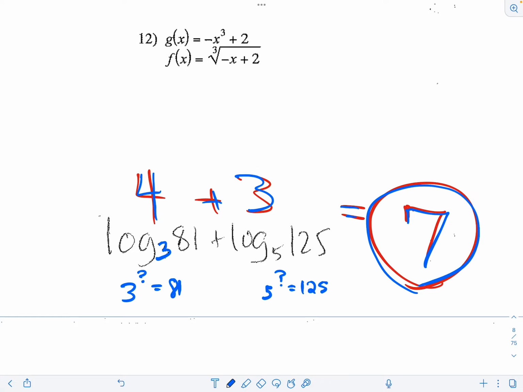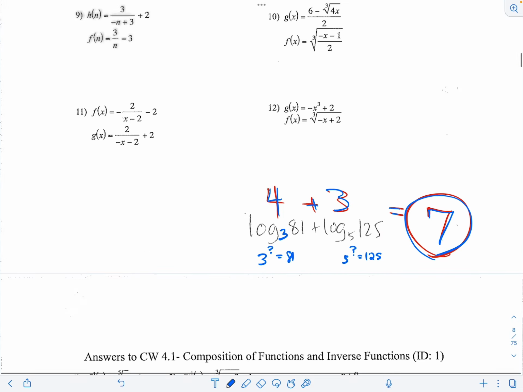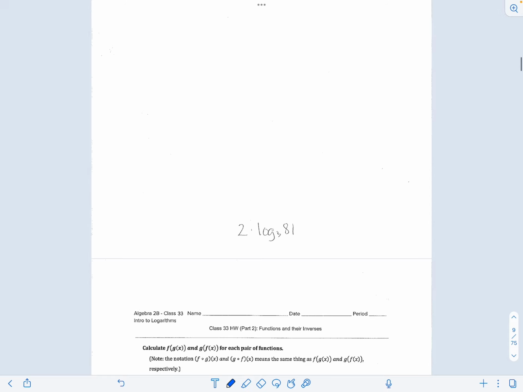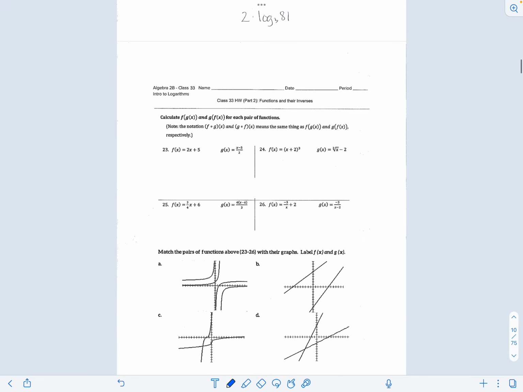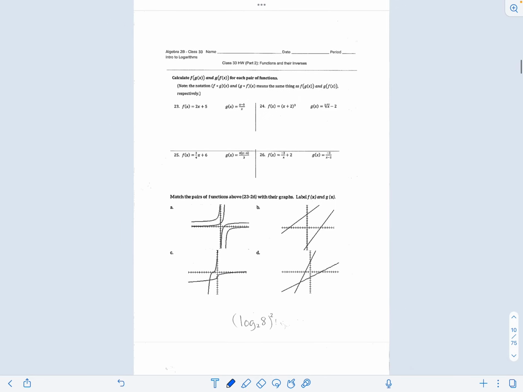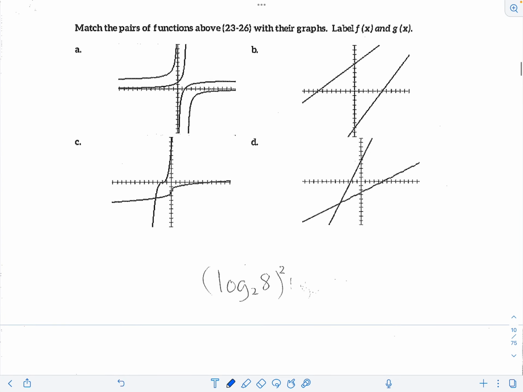Sorry you had to wait a day or two to be perplexed at all these page numbering problems, but now you know how to do them. Let's go back to the log of 8 base 2, which means what power does 2 need to be raised to get 8? That is 3. So we're looking at 3 squared, page 9.